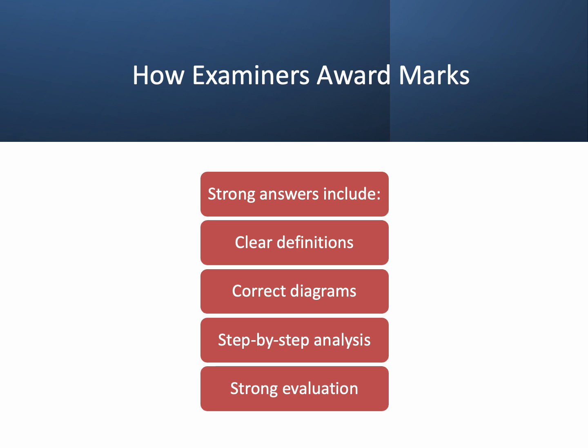First, clear definitions. You should show that you understand the economic concept being tested. Second, correct diagrams that are clearly labeled. Third, step-by-step analysis. This is where you explain the economic mechanism that connects the question to the outcome. And finally, strong evaluation in Part B, where you consider different perspectives and conditions. The biggest difference between a Level 5 and a Level 7 response is usually the quality of the analysis.